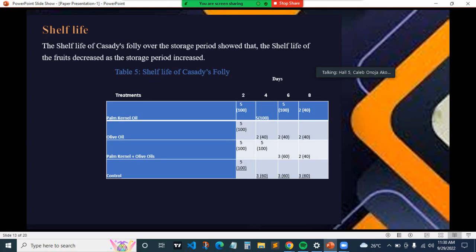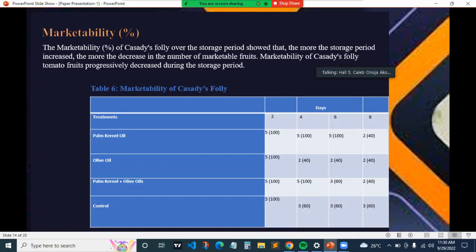So for shelf life, the shelf life of Casady Folly over the storage period showed that the shelf life of the fruit decreased as the storage period increased. As shown in the table, the oil had no effect on the shelf life either. For marketability, we also discovered that the marketability decreased. That is, the tomatoes were not marketable as the storage period increased.